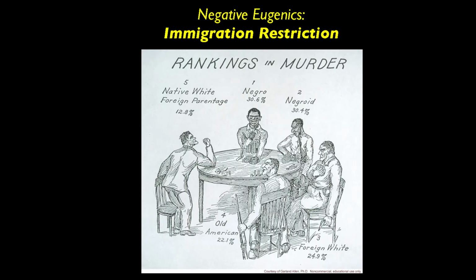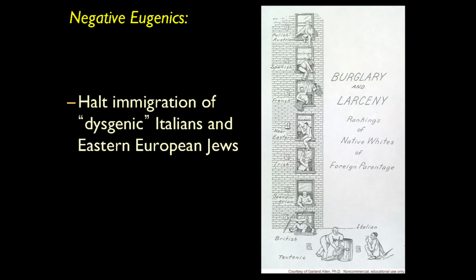They even went to the extent of ranking people in terms of races and their ability to murder. As you can see here, foreign white, old American, native white parentage, Negro, and Negroid. These are percentages of tendencies for these people to commit murders. This is quite incredible. They also disliked white people who were not of Catholic or Protestant origin, specifically Jews, and Italians who they thought were dysgenic, means they had bad genes. And you can see here Italians at the lowest rung of order here.